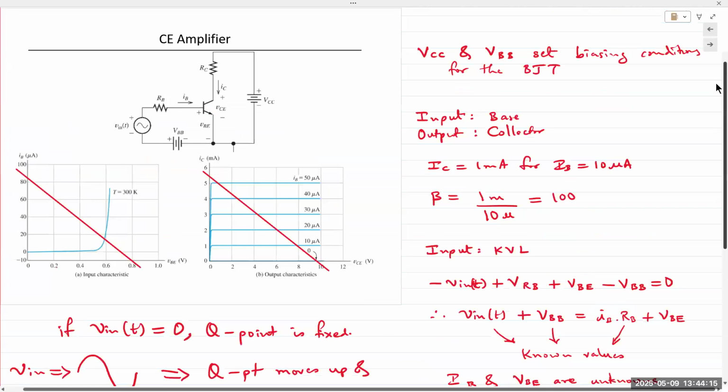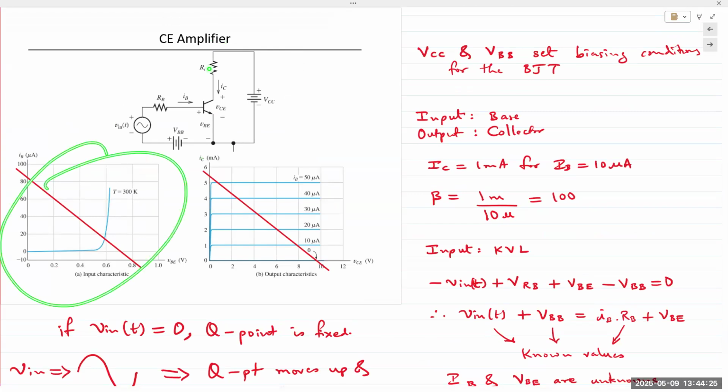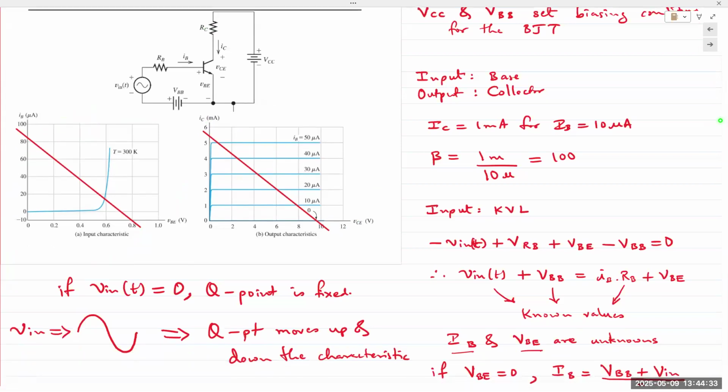Let's move on to an example. All right, so we have a CE amplifier, common emitter amplifier. We have one resistor, RC and RB, on both the input and output side. We are given the input characteristic and the output characteristic. If you wish to perform a load line analysis on this, we are going to apply VCC and VBB. We're going to apply KVL on the input side and on the output side.